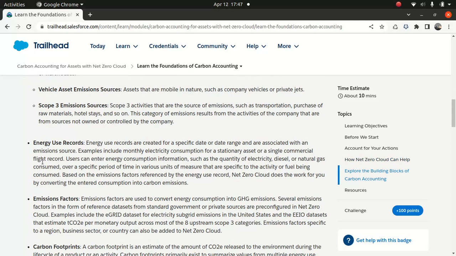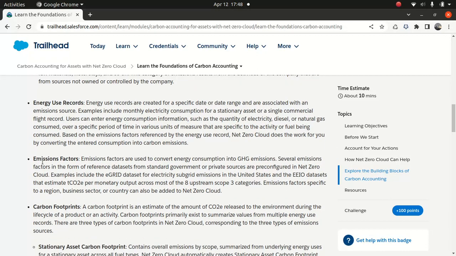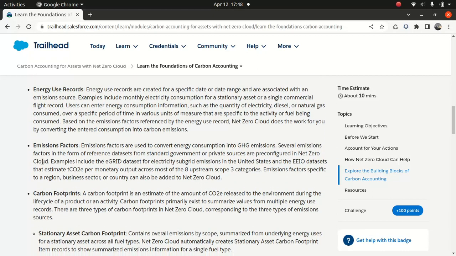Then we have energy use records, right? That is how much energy your building or your company consumed from this period to this period. That can be measured and stored in Net Zero Cloud. Emission factors convert your energy consumption into GHG emission. Like I said, everything is measured in GHG emission, like carbon dioxide equivalent emission. And I also mentioned, if you remember, that we have a pre-configured data set which helps you calculate the right emission value.